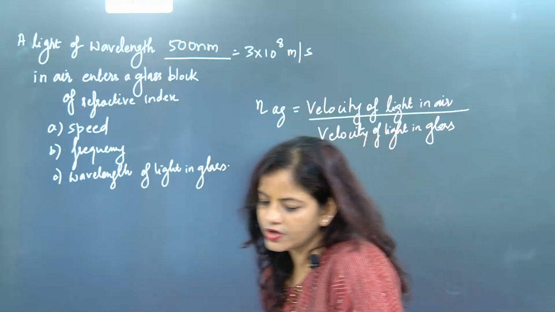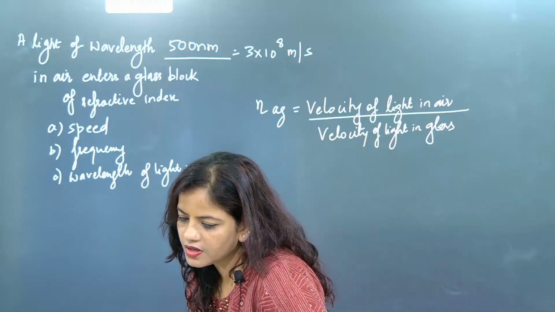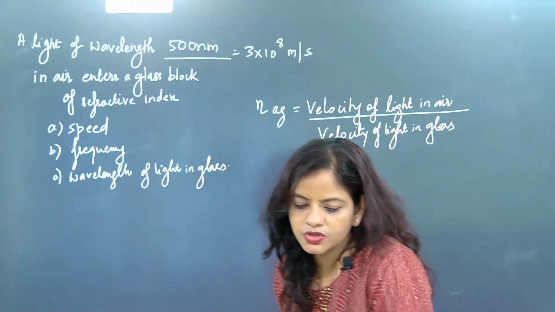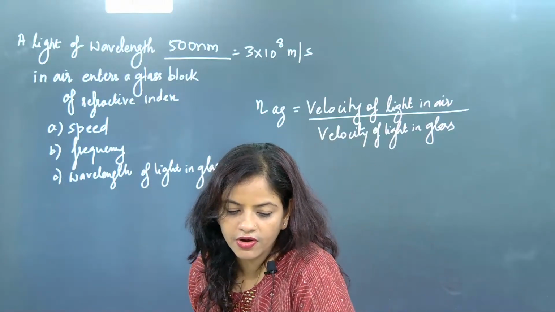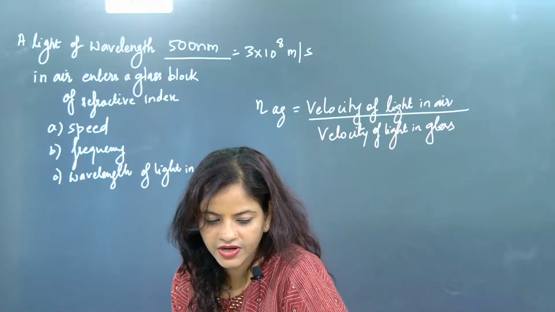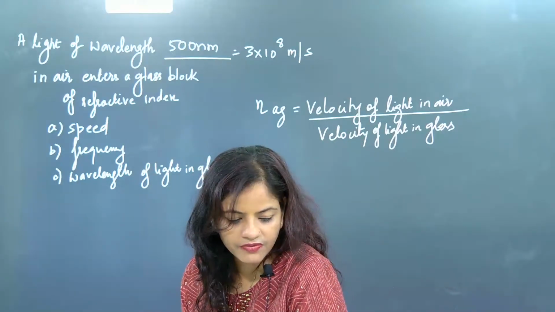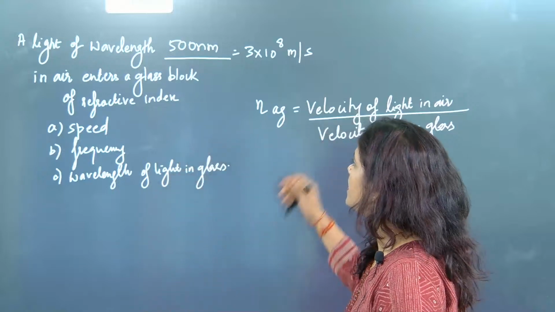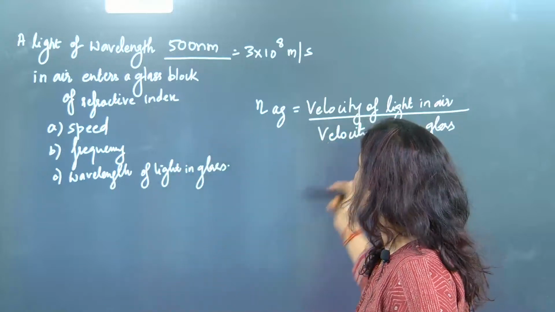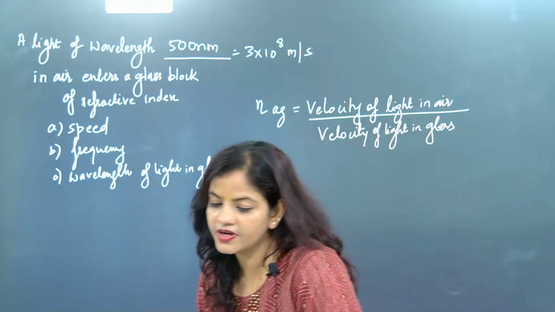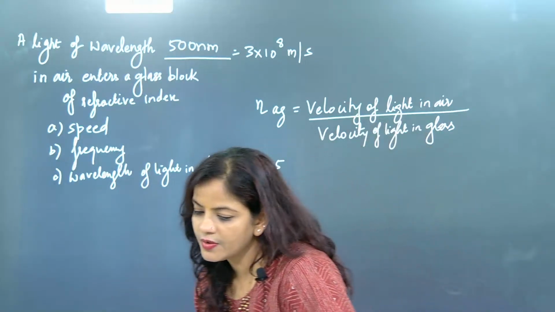So here we are going to write the content and solve it. Velocity of light in air by velocity of light in glass. We have already known that it is coming as 1.5. The refractive index is already given in the question as 1.5. So the glass refractive index is given as 1.5.